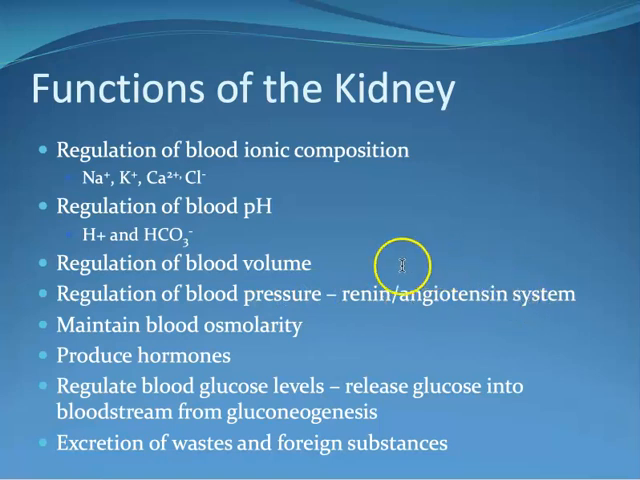We'll talk a little bit more about the renin-angiotensin system, especially in the next lecture. They help maintain blood osmolarity. Again, that's our concentration. They will produce hormones. So we've already talked about renin. They help regulate blood glucose level. They can release glucose into the bloodstream via a process called gluconeogenesis. We won't go into the many steps of that. Just be aware of that term. And then, as I mentioned just a moment ago, it helps excrete waste and other foreign substances like vitamins or any kind of medications, excess medications that you may be taking.